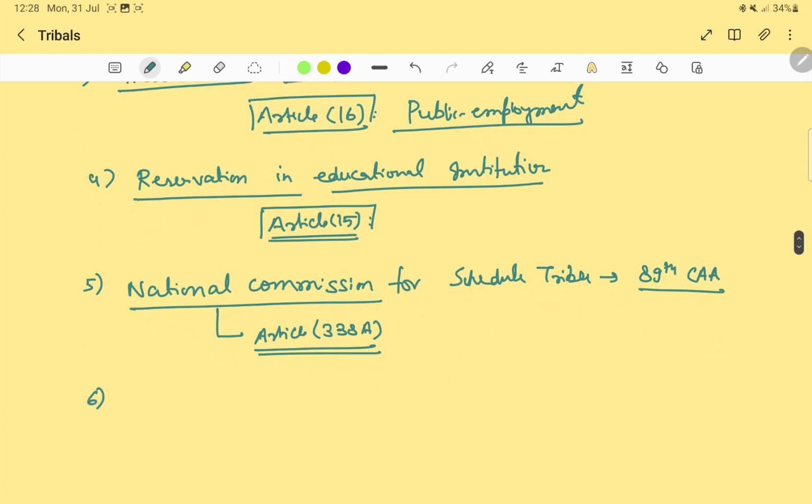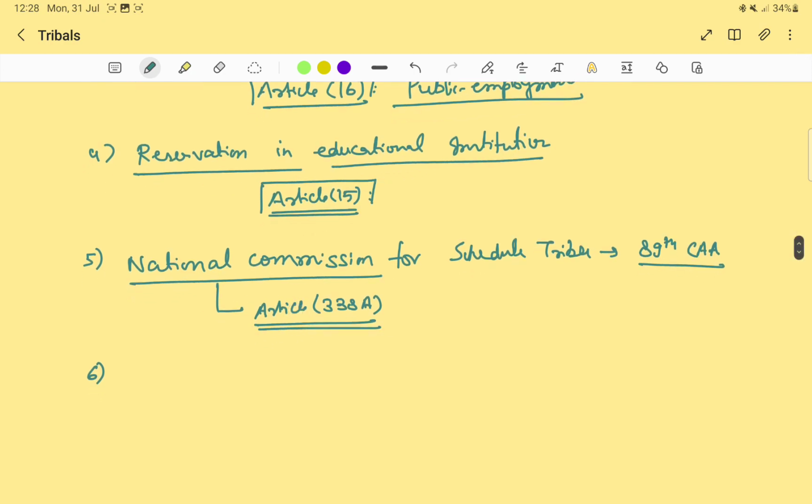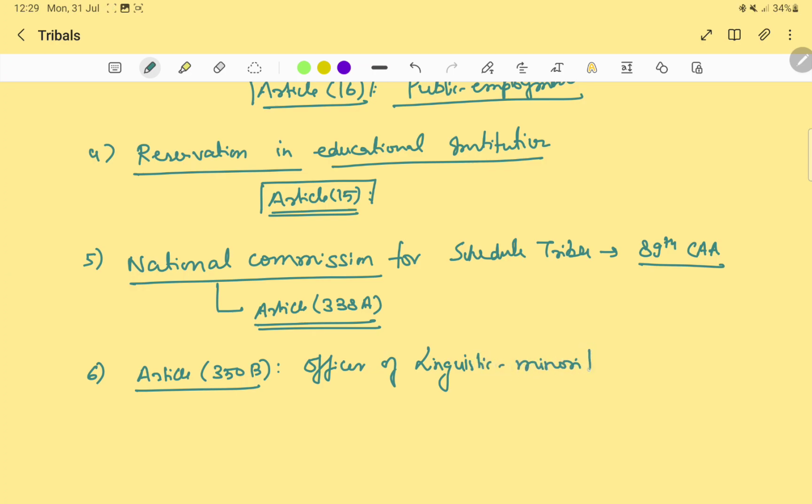Also, since tribes have a distinct language and distinct culture, the government also wants to protect their learning in the mother tongue. So Article 350B talks about the officer for linguistic minorities. Because tribals are very limited in numbers, this constitutional provision promotes and conserves their language.